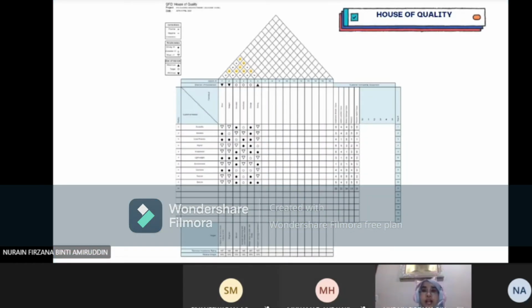Our result of the House of Quality. From this, the customer needs are durability, storable, user-friendly, stylish, waterproof, lightweight, environment, carryable, texture, and secure. From the technical requirements, we have the size, the width, the material, aesthetic, design, and safety.